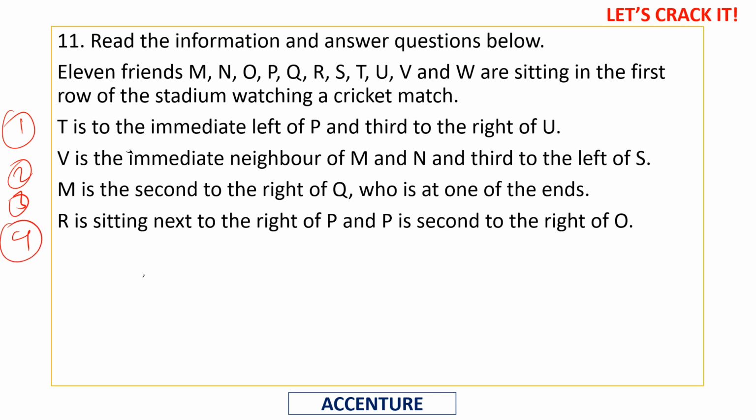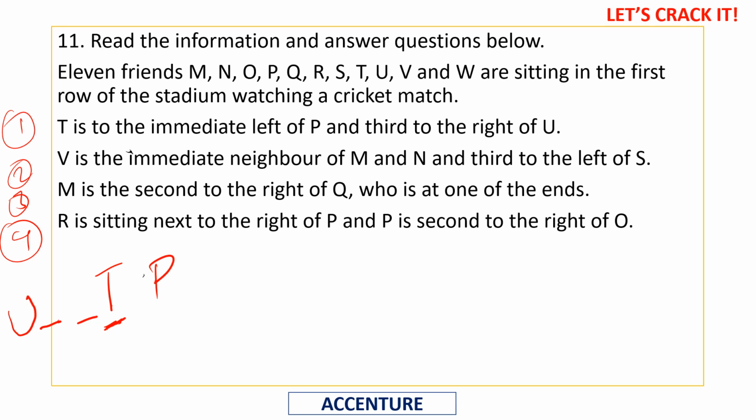T is to the immediate left of P. So let's consider P here, and T is immediate left of P, that is TP, fine. And third to the right of U. So T is third to the right of U. Somewhere if we consider U, and first, second and third, in the third place T. So between U and T there are 2 people.